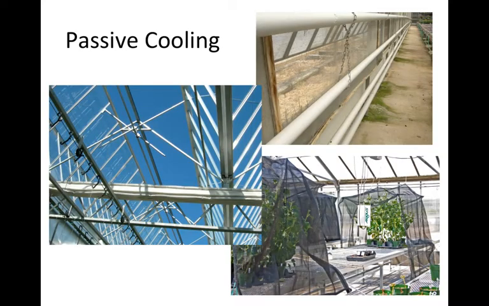So with passive cooling, in the photo on the left, you can see that the ridge vents at the top of the greenhouse are open so that hot air can escape. In the photo on the top right, the side vents, which don't include fans in this case, are open so that cooler air can flow in as the warm air flows out through the ridge vents. The photo below that shows a box in the middle of the image with the label Argus. That's an example of an aspirated box which was discussed previously.